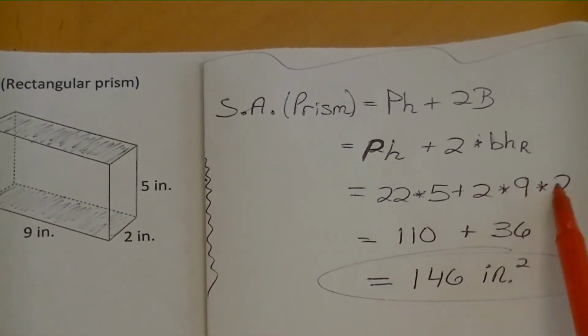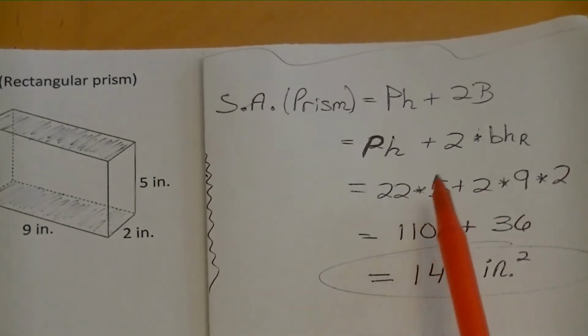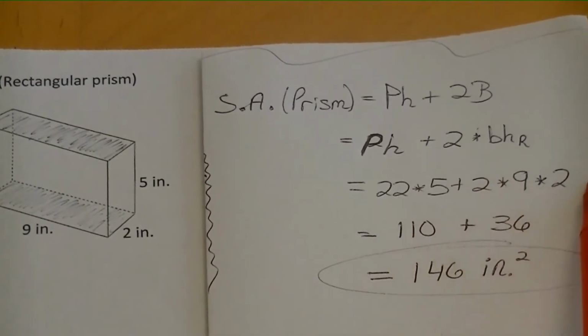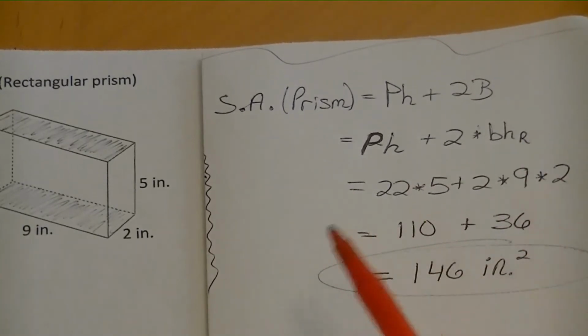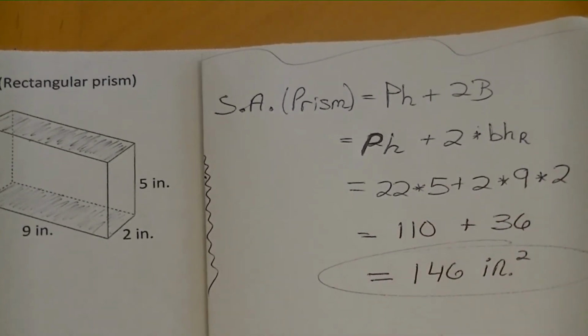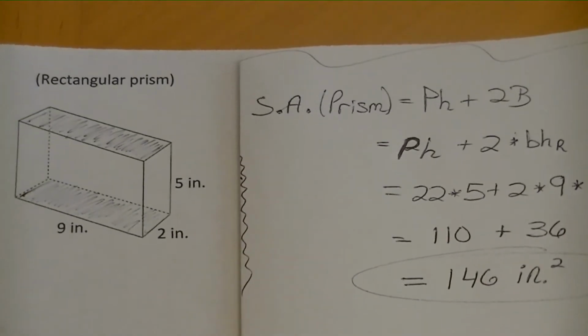That's what I'm doing down here. So there's perimeter of base times height plus 2 rectangles. Each rectangle is 9 by 2. If you multiply that out, add them together, 146 inches squared.